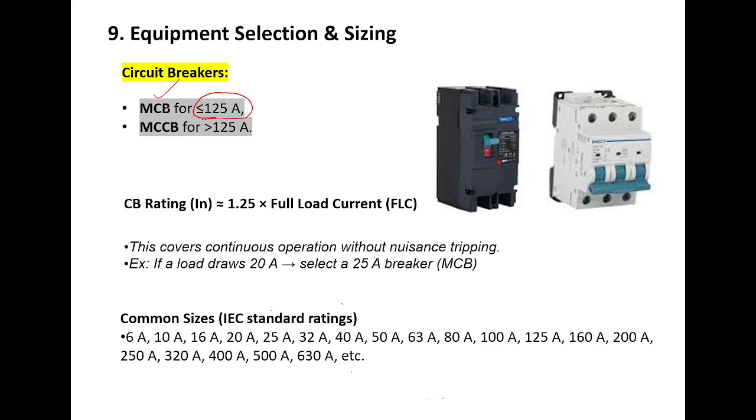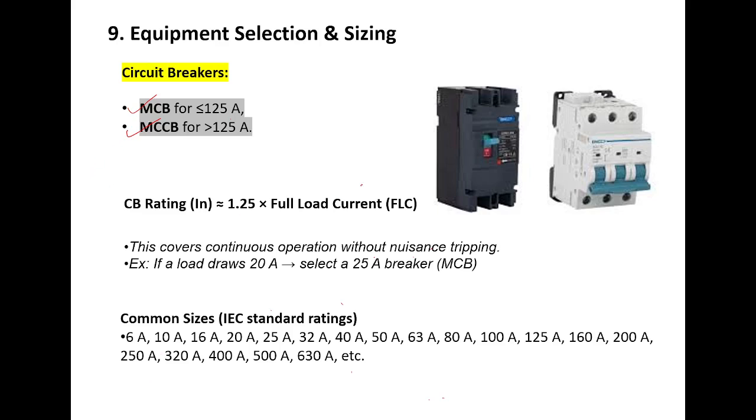But this is not a typical value, this is a general value. It is not mandatory to use MCB only up to 125 amperes. It depends on your load and type of panel. We will discuss in detail where to use MCCB and where to use MCB. But as a rule of thumb, up to 125 amperes of load current you should go with MCB, and for more current than 125 you should go with MCCB.